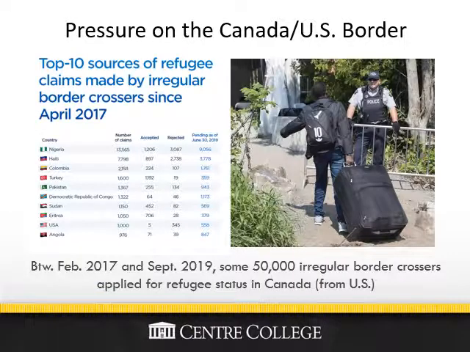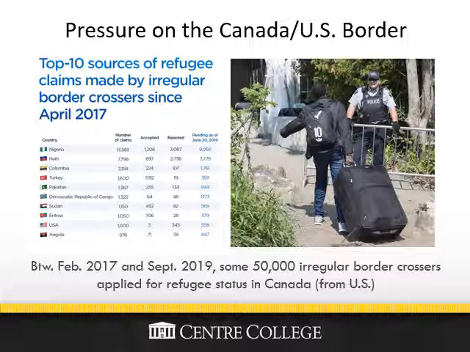So just quickly, to bring things to a conclusion, I want to touch on a number of pressures that have been created on the Canada-United States border, in particular since Donald Trump became president. So between February of 2017 and September of 2019, some 50,000 irregular border crossers applied for refugee status from Canada, coming in from irregular ports of entry in the United States.